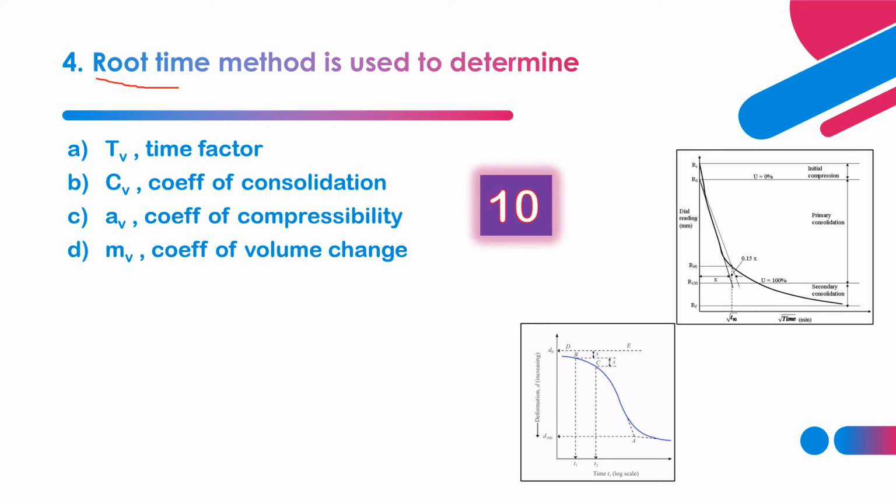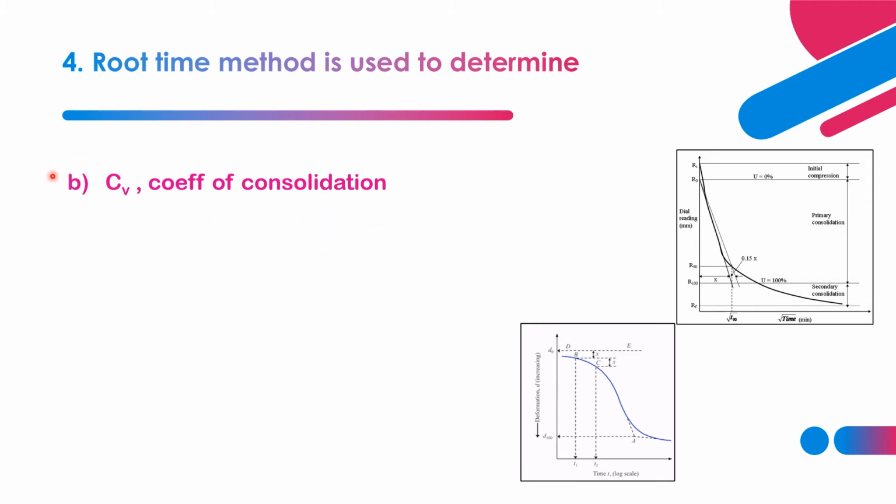The time starts now. So coefficient of consolidation is the parameter that is determined by using the root time method. And what is the other method of determining the coefficient of consolidation, we will see now.